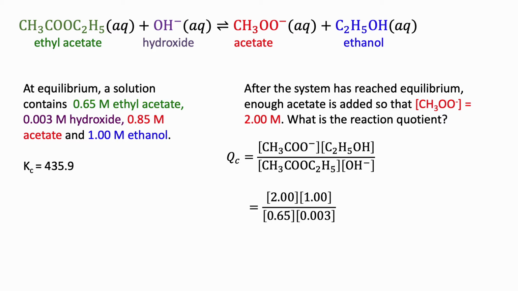And so plug in the numbers from the problem, and what you get is 10^26. Now, if you look at this value for the reaction quotient, what you're going to see is that it is much larger than the value for the equilibrium constant, which first of all means that it is no longer at equilibrium. So what's going to happen is either the reverse reaction or the forward reaction is going to happen so that the system moves back to equilibrium.